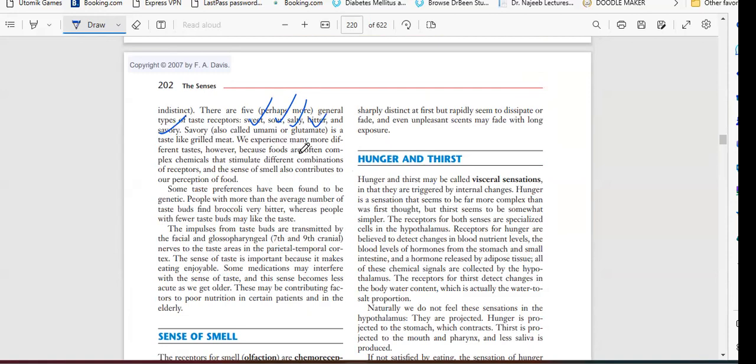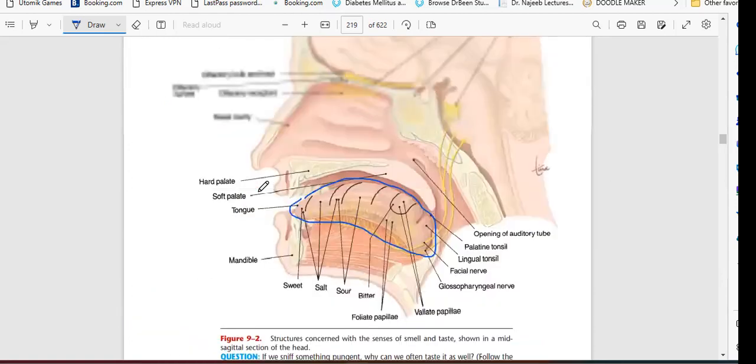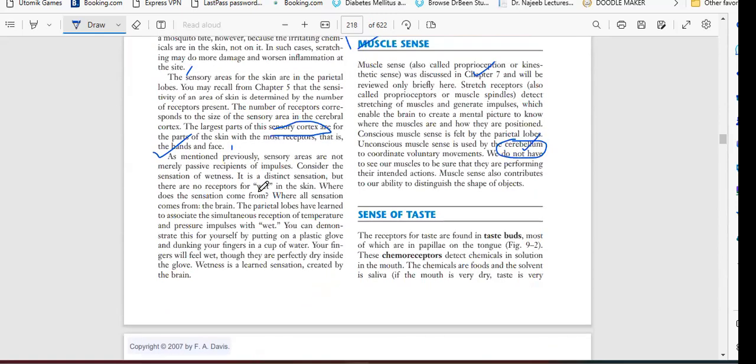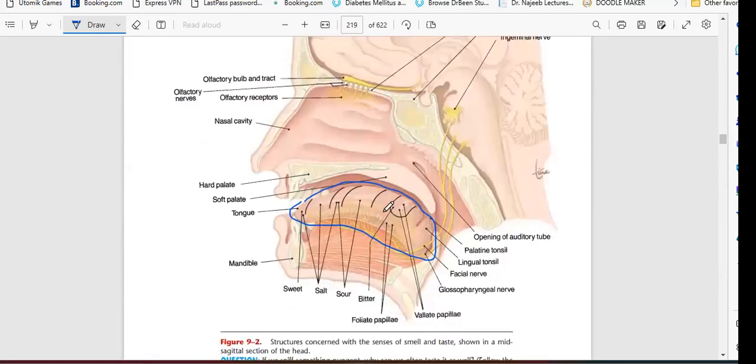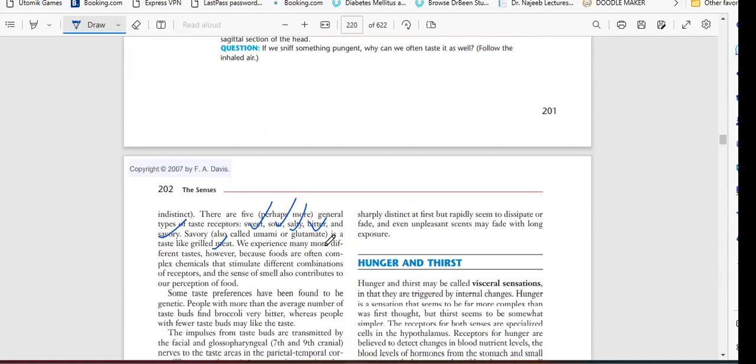Savory, also called umami or glutamate, is a taste like grilled meat. We experience many more different tastes, however, because foods are often complex chemicals that stimulate different combinations of receptors. The sense of smell also contributes to our perception of food. So different areas of the tongue have different tastes: bitter, sour, salty, and sweet.